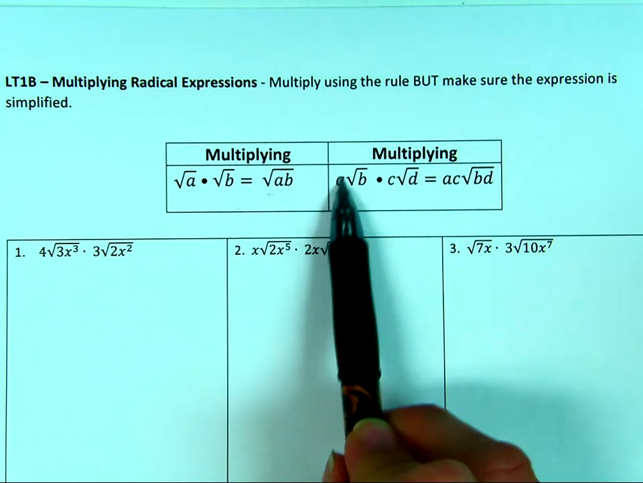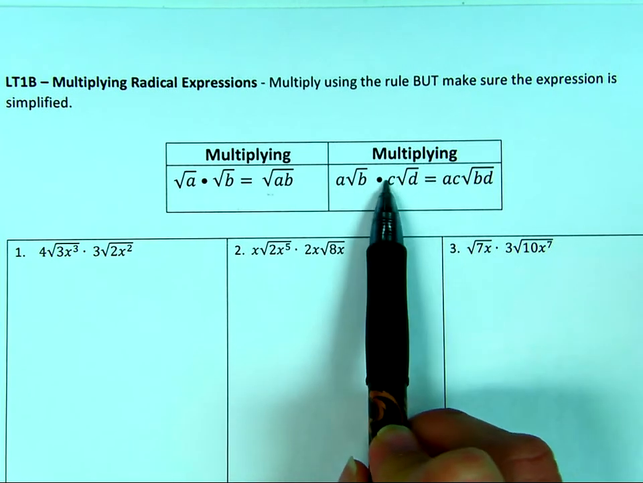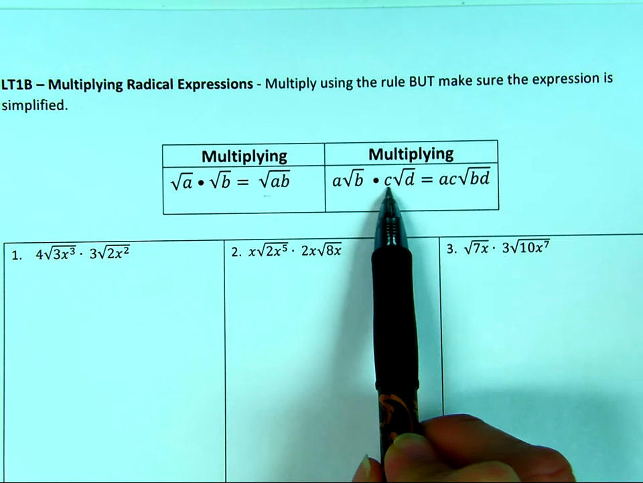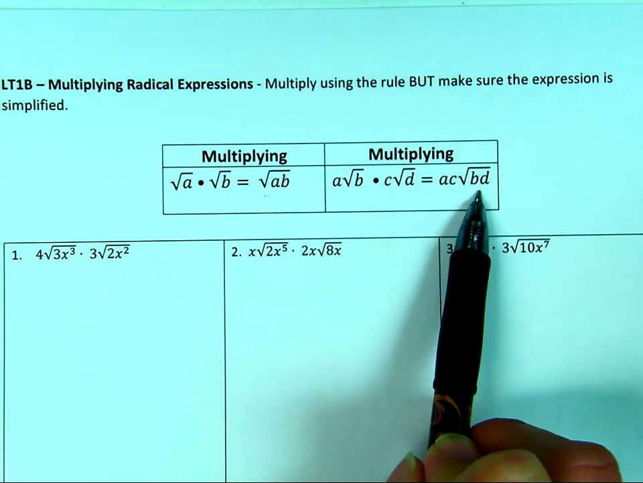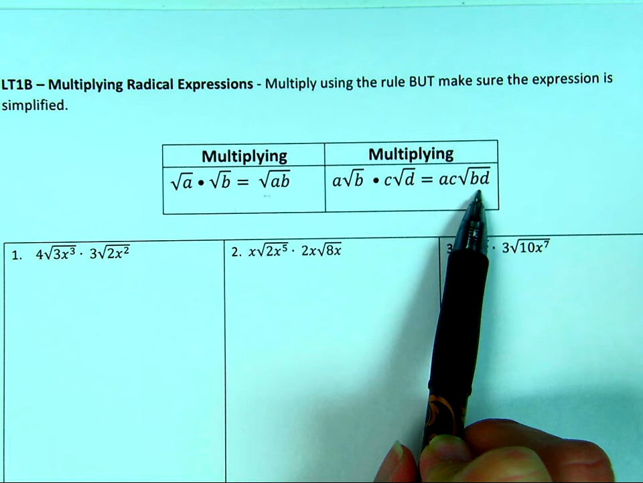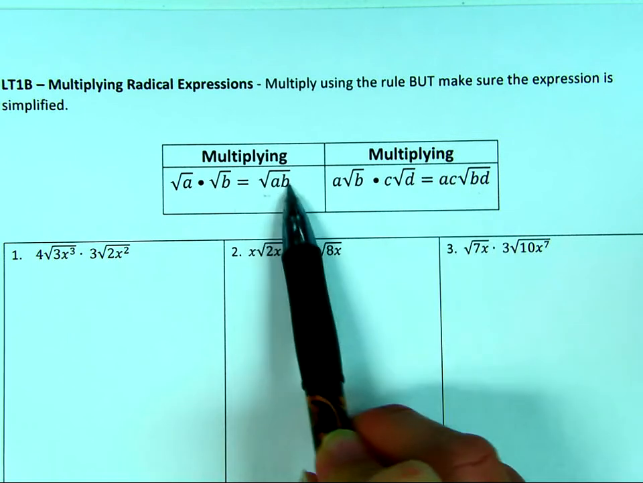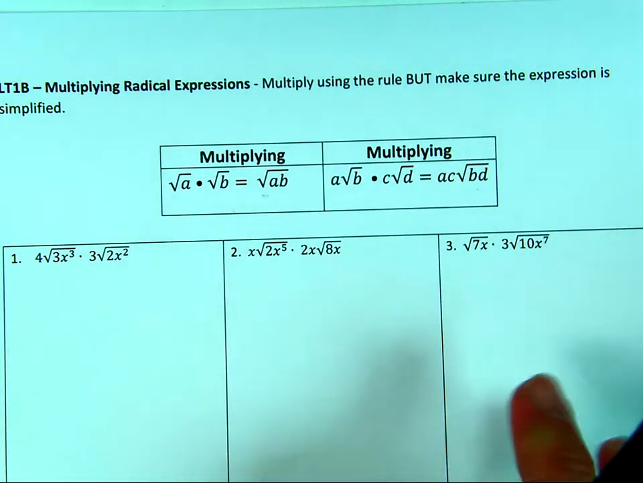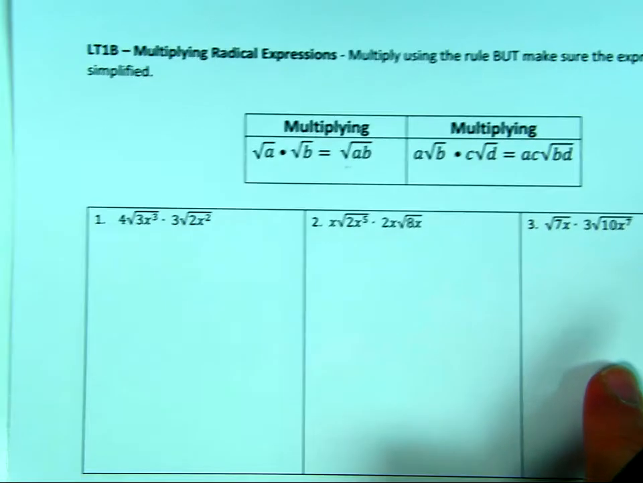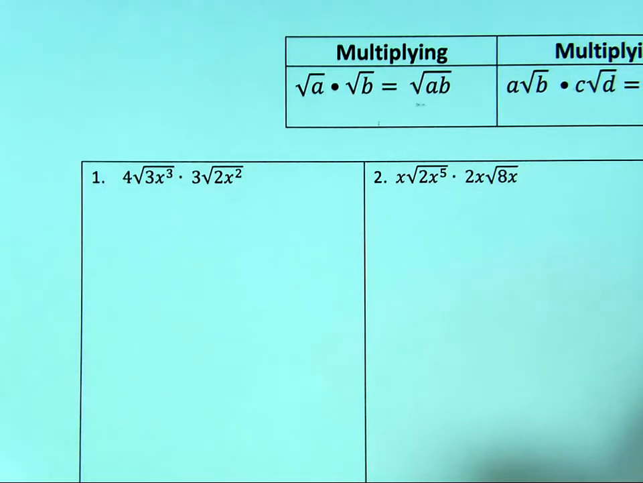If you have coefficients, that means numbers on the outside, then the rule is outside times outside, and it stays outside, inside times inside, and it stays inside. And then, of course, we would use our simplifying rules for no perfect square factors under the radical. So we still use the simplifying rule. So let's go ahead and get started. We'll try this one first.